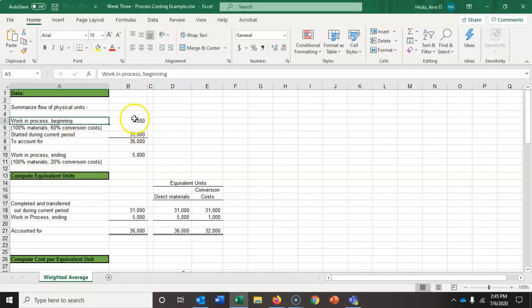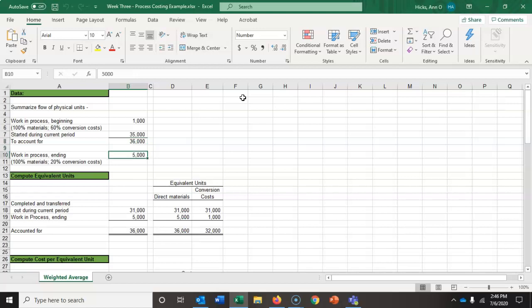We're going to assume that we have 1,000 units sitting in beginning work in process. These units are 100% complete as it relates to materials and 60% complete as it relates to conversion costs. We then started during this current accounting period an additional 35,000 units, which means we have a total of 36,000 units that we need to account for. And by account for, I mean that we need to determine the costs associated with them.